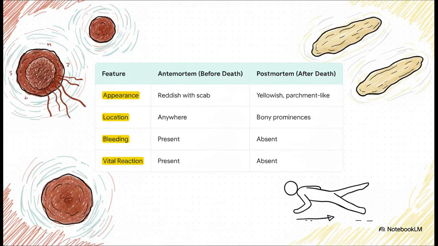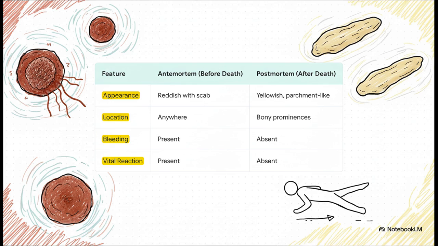Okay, this is a huge one for exams. You have to be able to tell the difference between an injury that happened before death, antemortem, and one that happened after, postmortem. See, an antemortem abrasion shows what we call a vital reaction. That's the body's living response, right? Bleeding, inflammation, the whole deal.